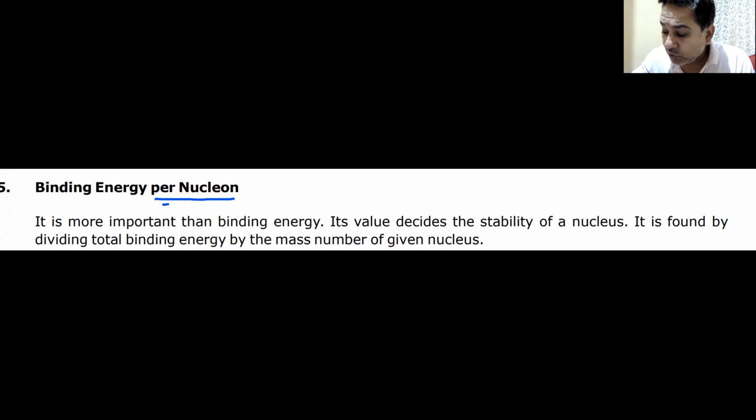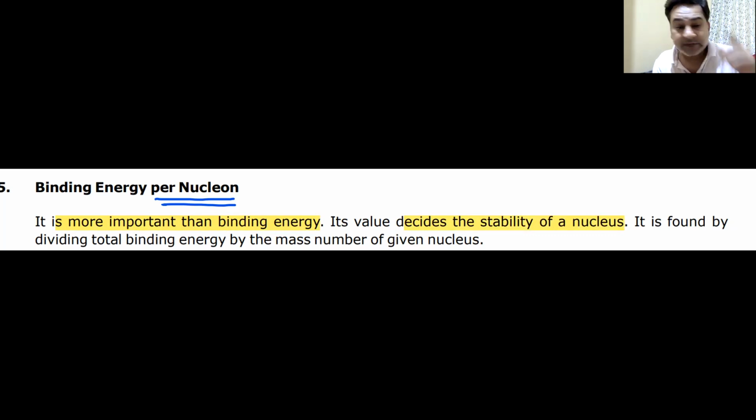Yes, sir. So the factor that decides how stable the nucleus is, is not basically binding energy. It is binding energy divided by the number of nucleons. Whosoever has this ratio more, that will have more stability. As you can see, it is written over here. It is more important than binding energy. Obviously, it is also binding energy, but it is binding energy per nucleon. This is more important than binding energy because this value decides the stability of a nucleus.